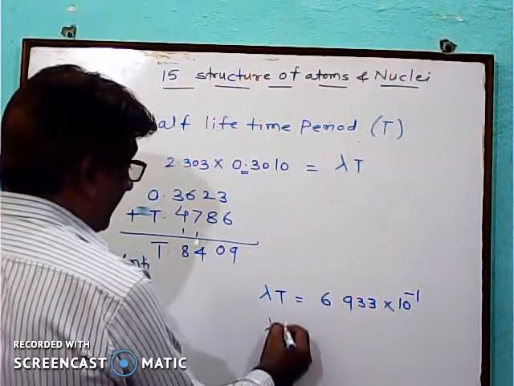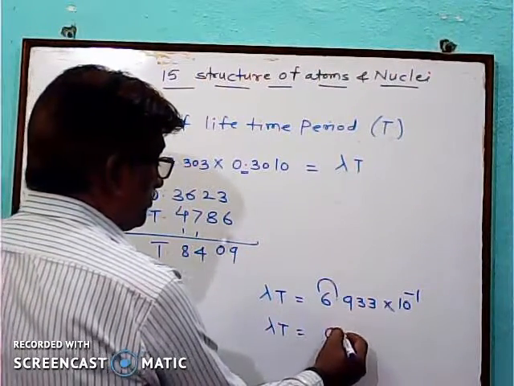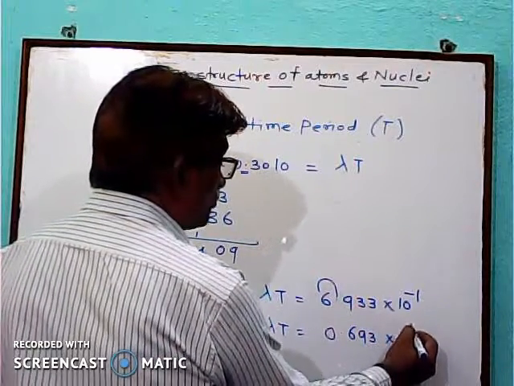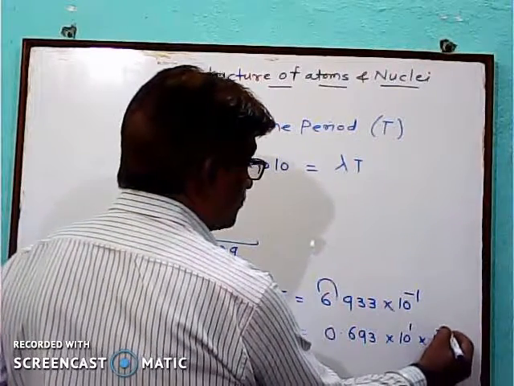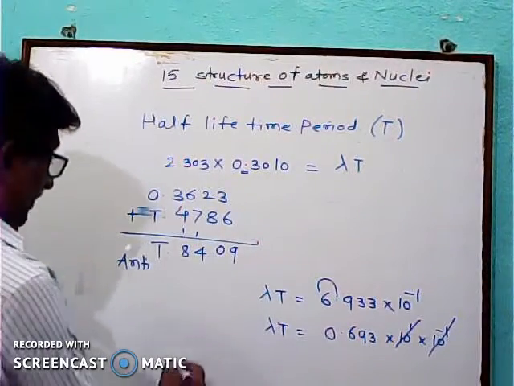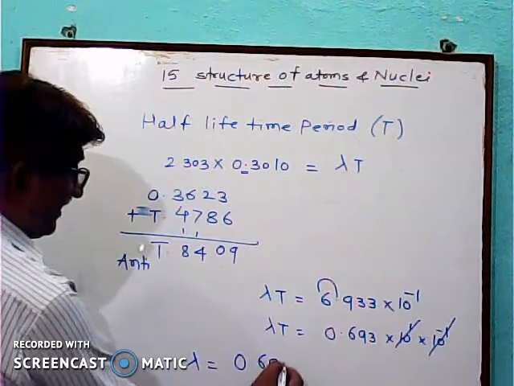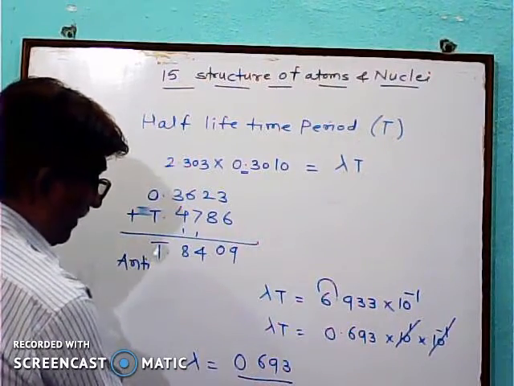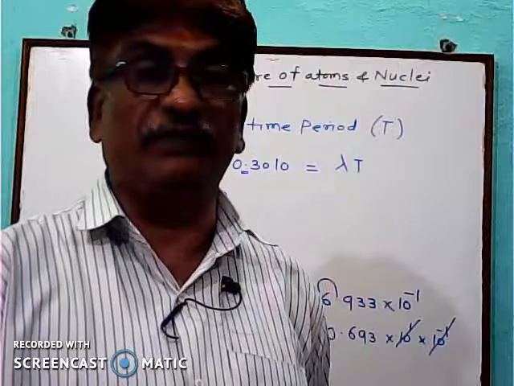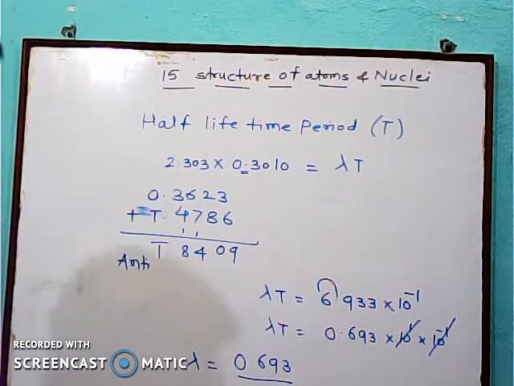So we can take it, by shifting the decimal point, as 0.693 into 10 raised to 1 into 10 raised to minus 1. What happens? They get cancelled. So here lambda is equal to 0.693 upon capital T. That is the relation between half-life time period and decay constant.